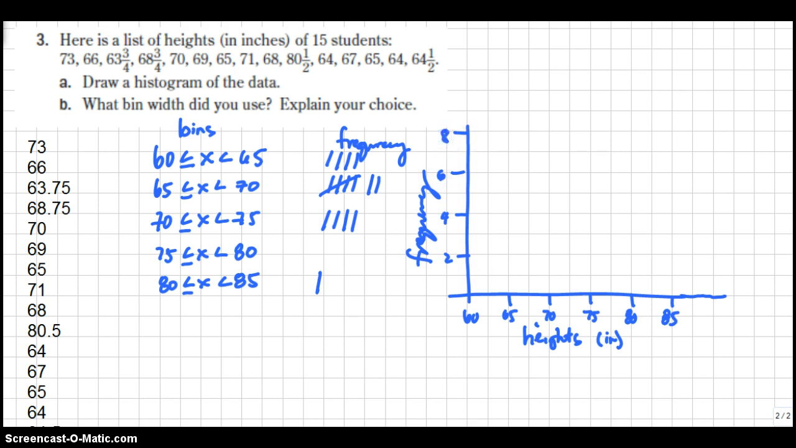And so now I'm going to go ahead and draw my bars. The first bin from 60 to 65 should be a height of 4. The next one is 7, and so on. I'm going to go ahead and fast forward and finish my picture.